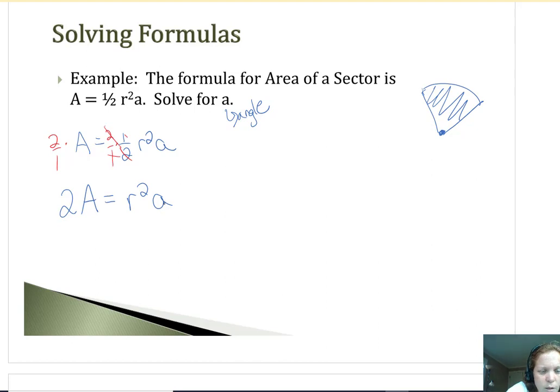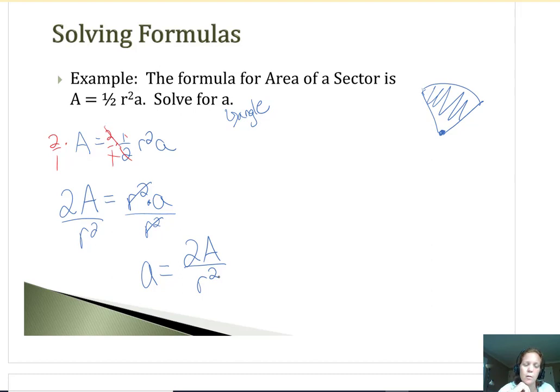Now I want to get the lowercase a alone. So this is r squared times a. So I'm going to divide by r squared. And now the lowercase a is alone. So the angle would be 2 times the area divided by radius squared, 2 capital A divided by r squared. And if anybody's thinking, oh, shouldn't I be doing the square root? Well, that would be if we were getting r alone. We'll see one of those in a second.